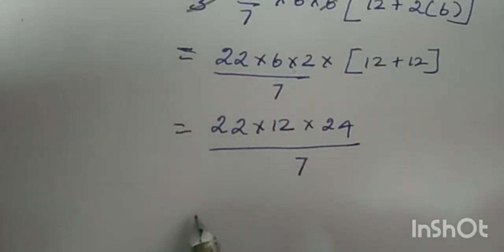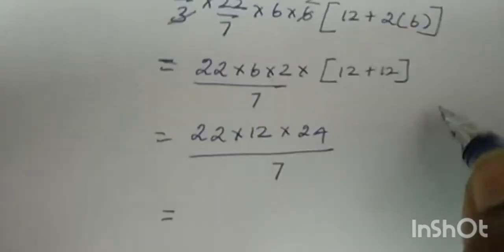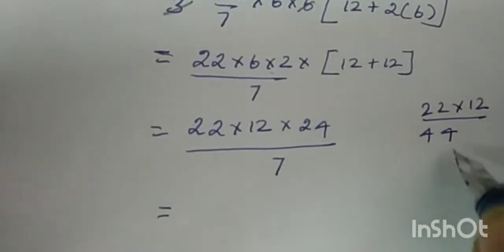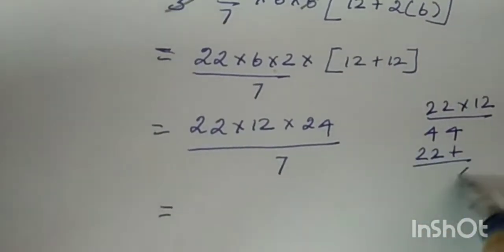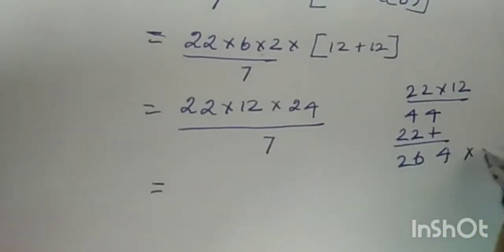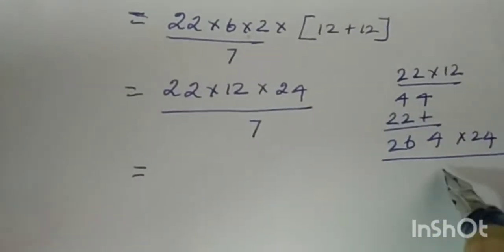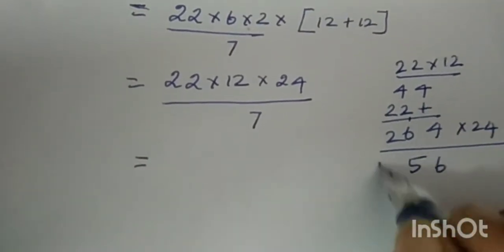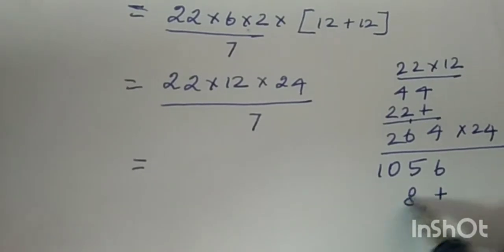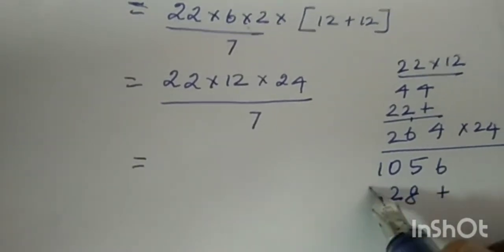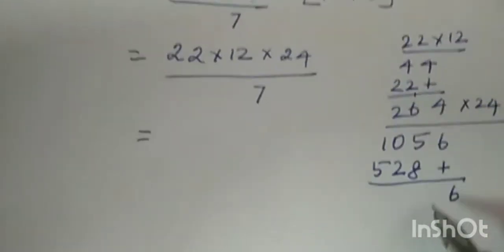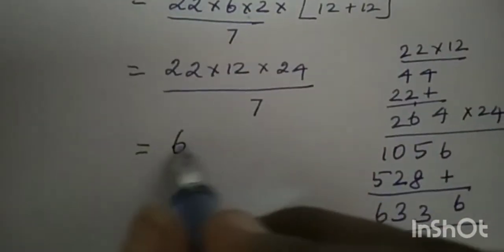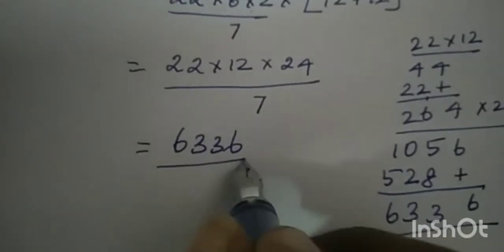So it cannot be cancelled. Shall we multiply it? 22 into 12. 2 2s are 4. 2 2s are 4. 1 2 is 2. 1 2 is 2. 6 2 into 24. 6 4s are 24, 25 balance 2. 4 2s are 8, 9 10. 4 2s are 8. 6 2s are 12. Balance 1. 2 2s are 4. 4 plus 1, 5. 6 13, 3 6. 6 3 3 6 divided by 7.